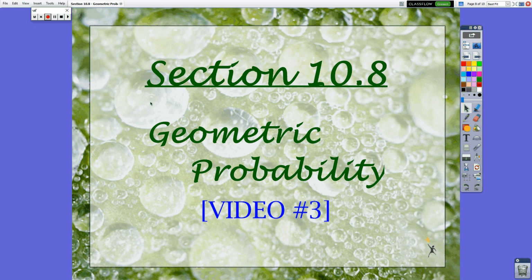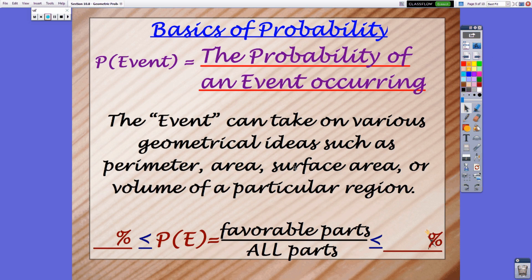Video 3 of our current chapter, we're going to be exploring a new idea here with the concept of probability with our geometry problems. Ooh, interesting, fun. So first we need to talk about some basics of probability.